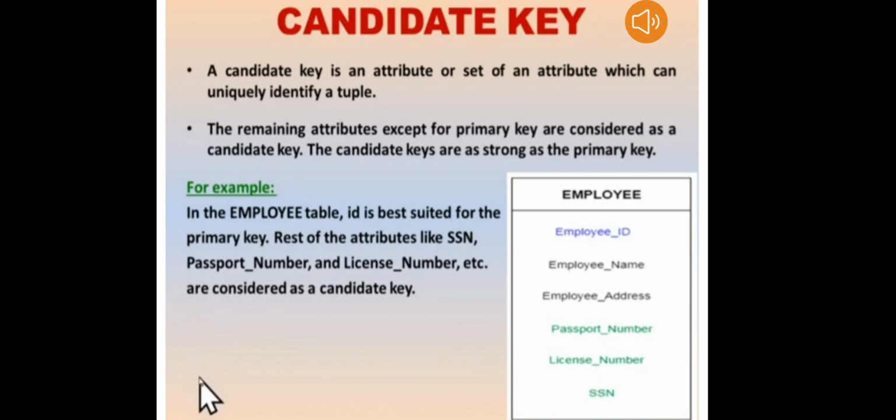Example is given here. In the employee table, ID is best suited for the primary key. The rest of the attributes like SSN, passport number, and license number are considered as candidate keys. So employee ID is the primary key and the rest are the candidate keys.